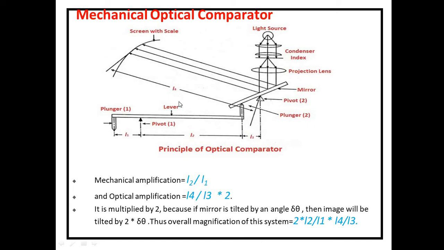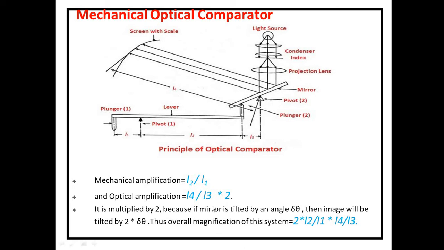This gives you the second stage magnification, called optical magnification, which is equal to 2 times L4 by L3, because it is optical magnification. So why is it multiplied by 2? Because if the mirror is tilted by delta theta, then the image will be tilted by 2 delta theta. We have already seen the principle of working of the autocollimator, isn't it? There also we have seen that if the reflecting surface gets tilted by theta, then the reflected image gets tilted by 2 theta.